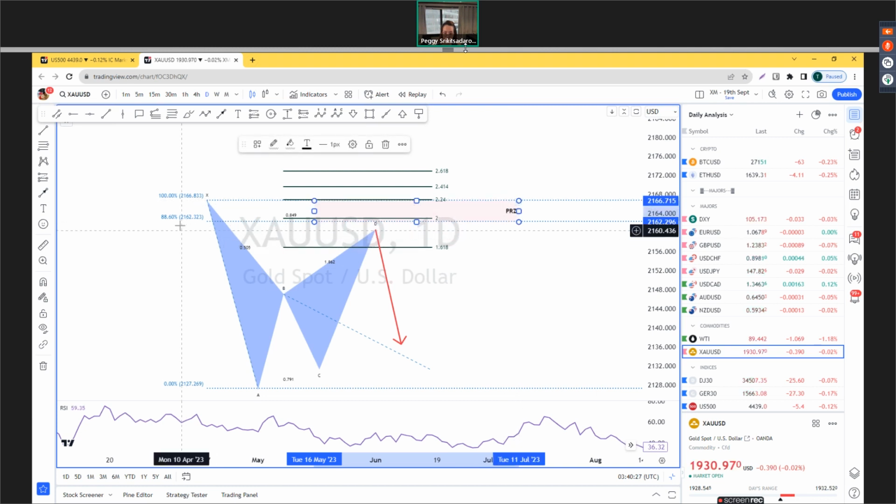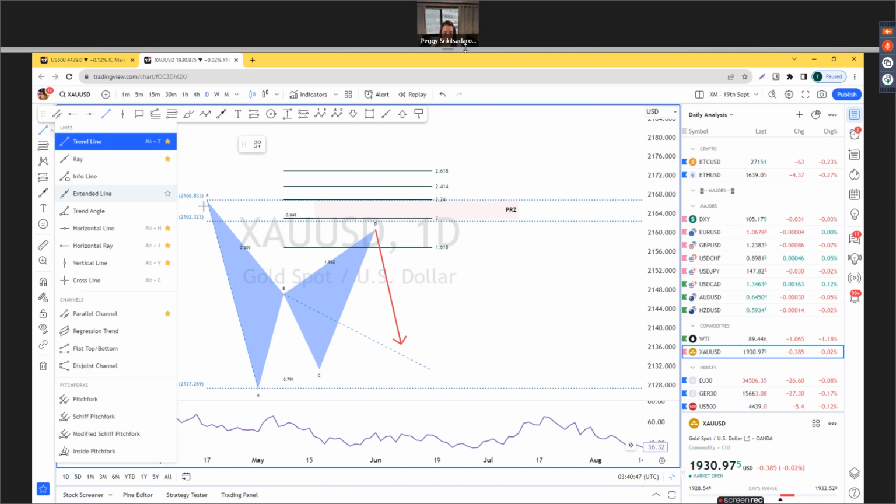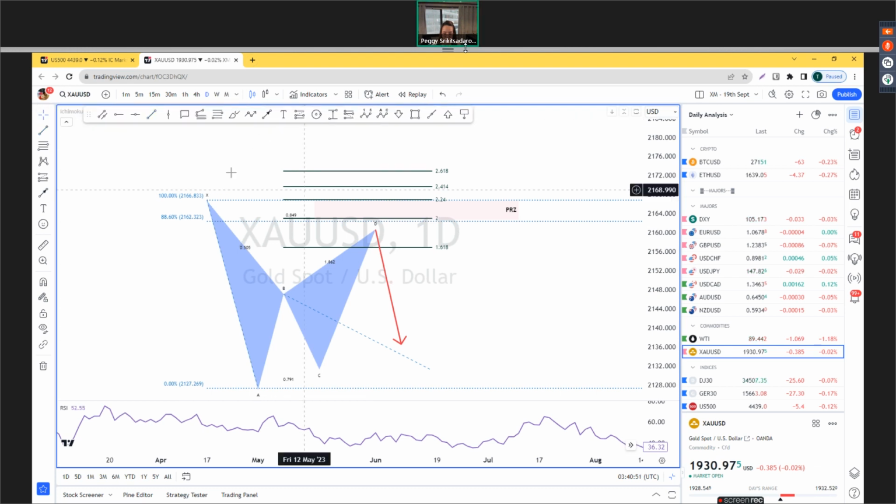You could be here because 88.6% is lined up with 200% BC extension. This is my PRC zone for bat. Okay, here, this is the zone here, like this zone.